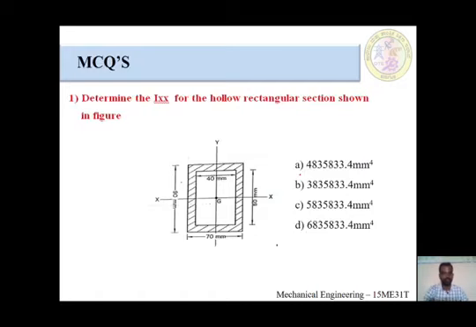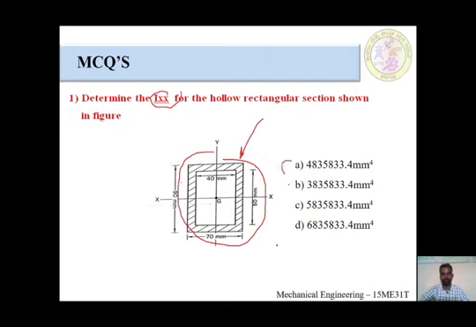Right. First question. Carefully you have to solve this problem. First question is determine the moment of inertia about x-axis. First we have to understand properly what they have asked. Determine the Ixx for the hollow rectangular section shown in the figure. This figure they have given. We have to calculate the Ixx. How to calculate this? This we have done in the first session of this moment of inertia. By that only we have to calculate Ixx.